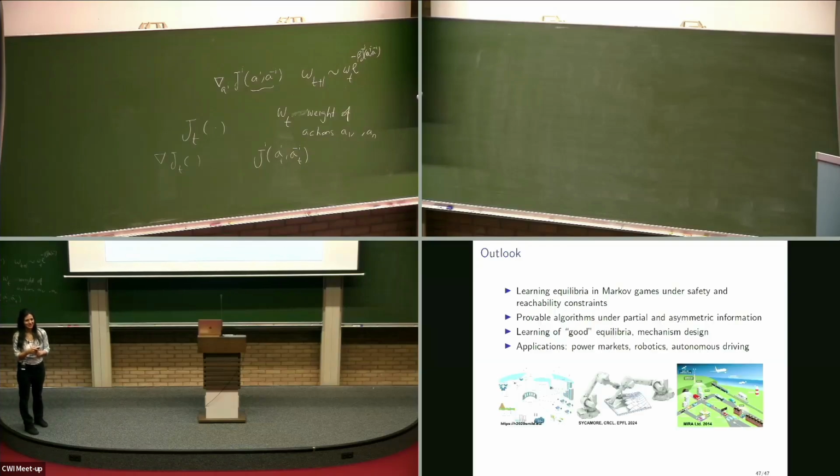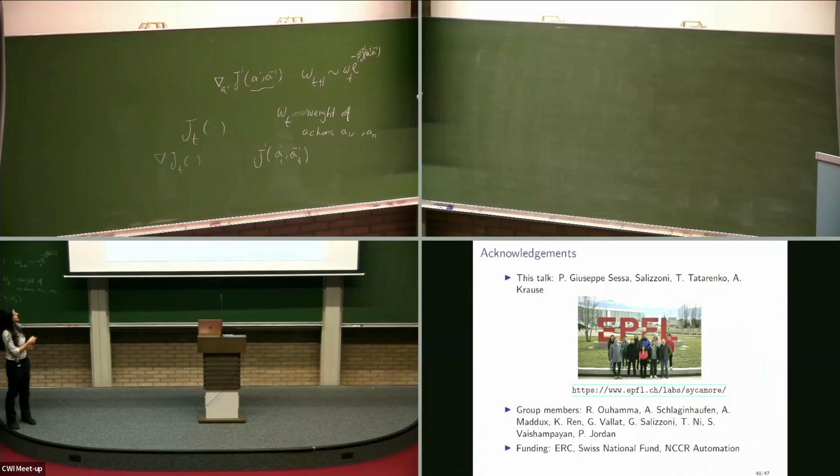There's a lot of work that we are looking at. A lot of my group is currently looking at learning equilibria in Markov games under safety and reachability constraints, and provable algorithms under partial and asymmetric information, which is very challenging, but very relevant in the multi-agent setting because each player might have their own observation. Also learning of good equilibria, which relates to your question, because there might be different equilibria with different efficiency implications, and we also try to look at applications in different domains.